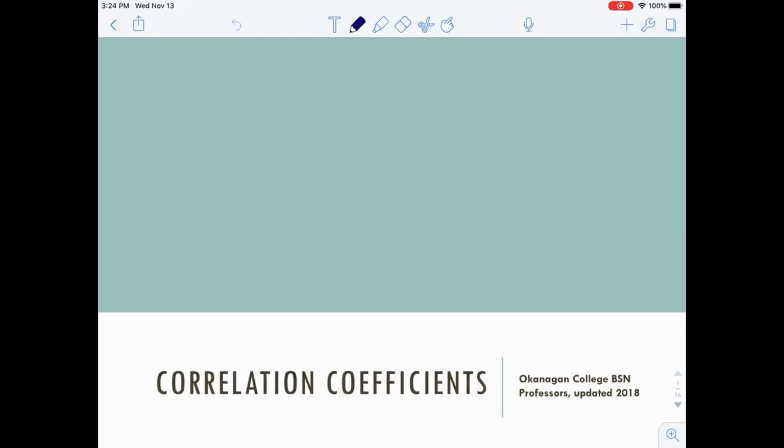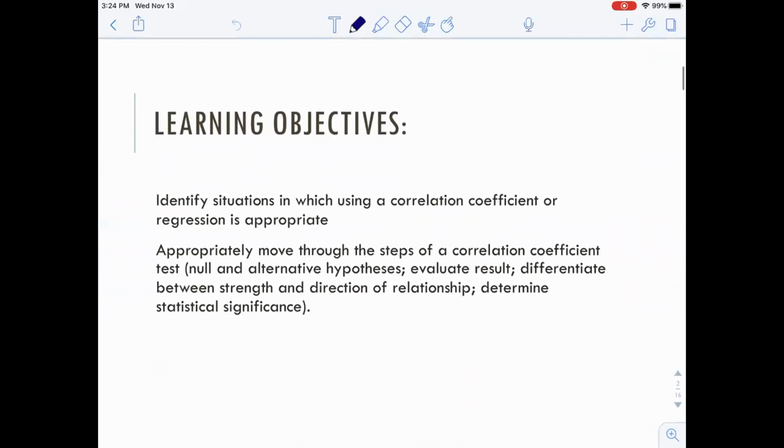So correlation, not that big of a concept, right? So we're just going to walk through it. There's a couple of little ins and outs, but you've probably heard about correlation, right? This is correlated with that. And it just means that there's an association or some sort of relationship, right? And so today, the main learning objective is when do we use correlation? When is it appropriate, etc.